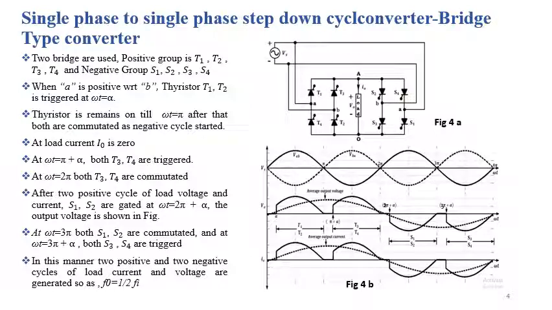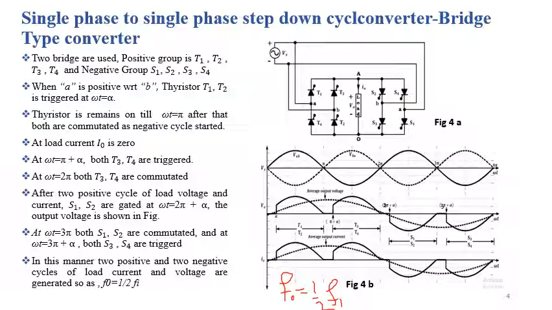In this slide we shall discuss the single phase to single phase step down cycloconverter using bridge type topology. Figure 4a shows the circuit diagram of a single phase to single phase cycloconverter with bridge type topology. Again, our objective is to achieve an output signal of a frequency lower than the input signal frequency. Here the frequency of the output signal is half of the input signal frequency. So let's see how the circuit shown in figure 4a will work to achieve our desired objective, which is to obtain an output signal of a lower frequency than the input signal frequency.